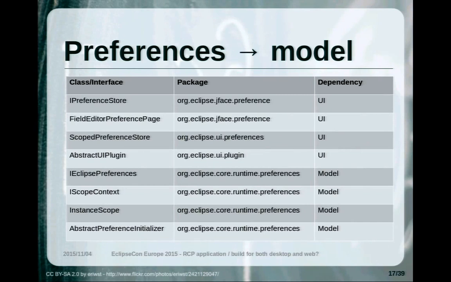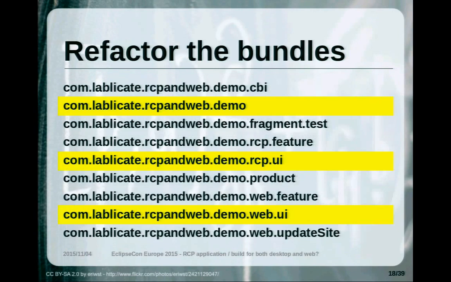But we have also other classes, the Eclipse preferences, the scope context, the instance scope, and the abstract preference initializer, which come from the model, which come from org.eclipse.core. And I had a look at them and thought, okay, when they come from the model, maybe we can put the preferences from the UI part to the model part, and then reference back from the model part to the UI part. And how I did this, I would like to show you in the next slides.